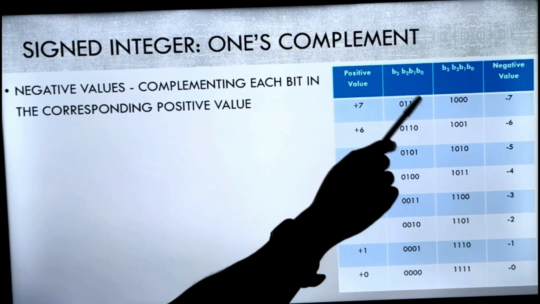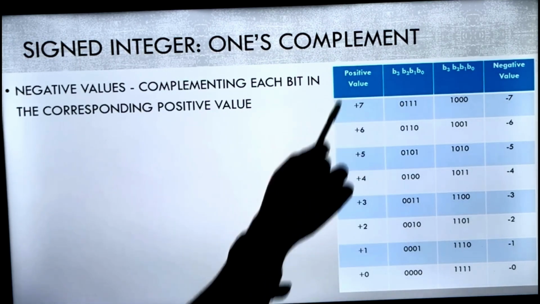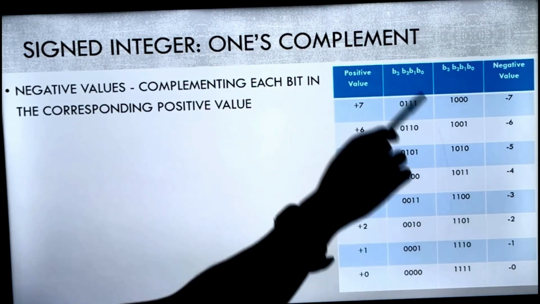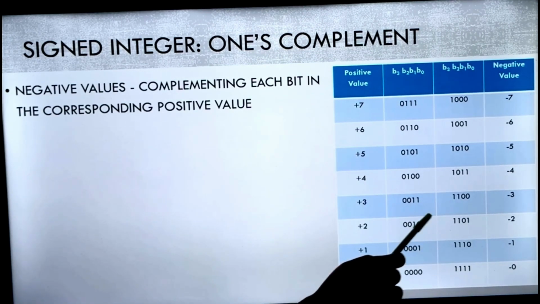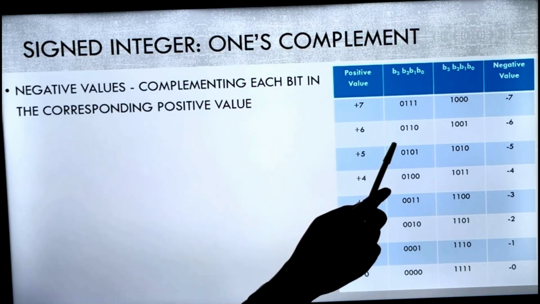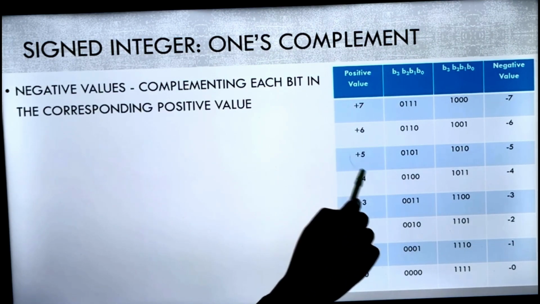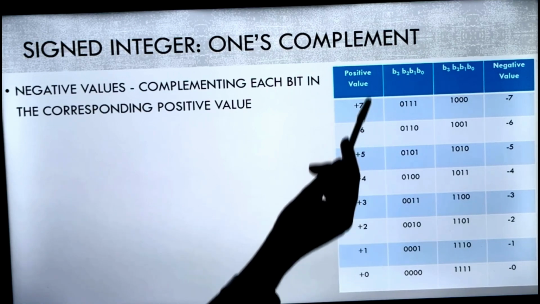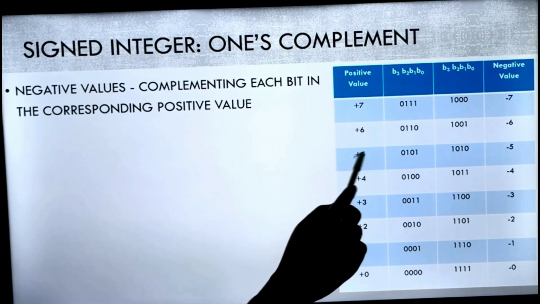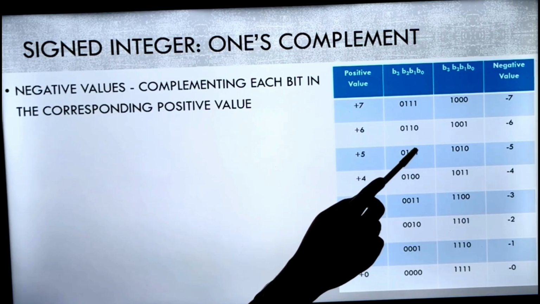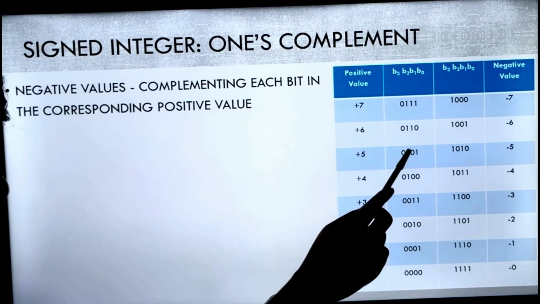Now if I ask you to make it minus 7, as I told you, positive numbers are fine. It's the same as your unsigned integer. So there is no problem with positive numbers at all. The problem is with negative. Now if I ask you to convert this plus 5 to minus 5 using ones complement. We know how to convert using sign and magnitude. Now if I ask you to use ones complement, how do we convert that? We know plus 5 in 4 bits, right? 0, 1, 0, 1.